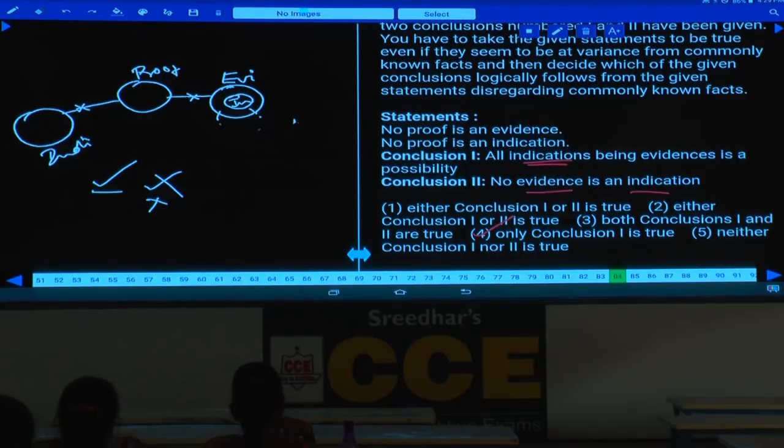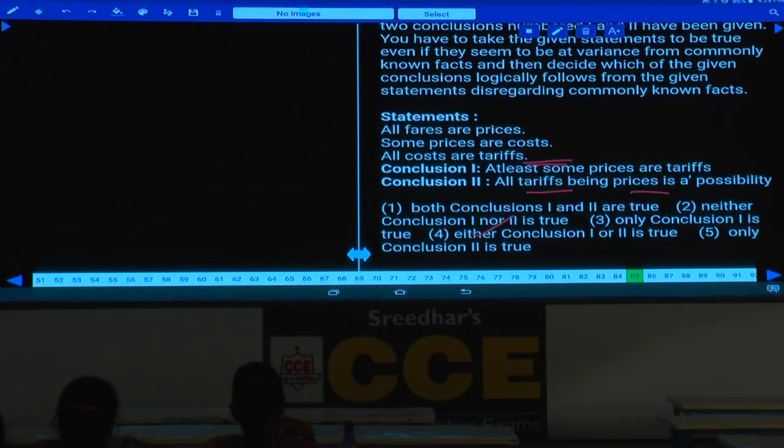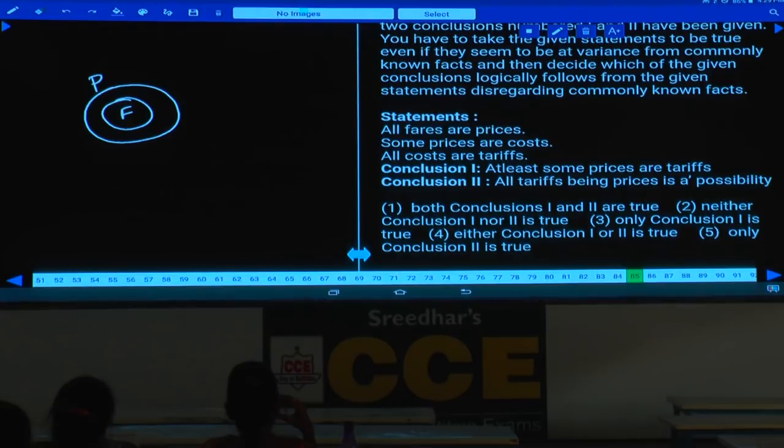Then coming to question number 85. Now in this 85, all fares are prices. All fares are prices. And some prices are cost. Some of the prices are cost. And all costs are tariff. All the costs are tariff. And first one, some prices are tariff. Price and tariff, this is the intersection of these two, definitely true.